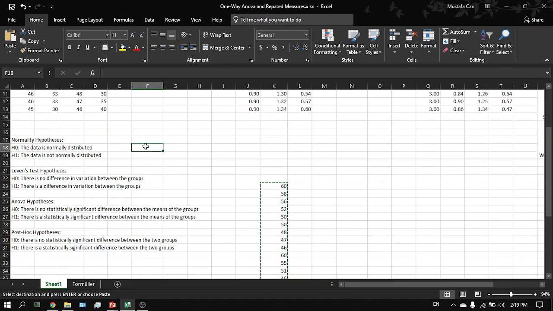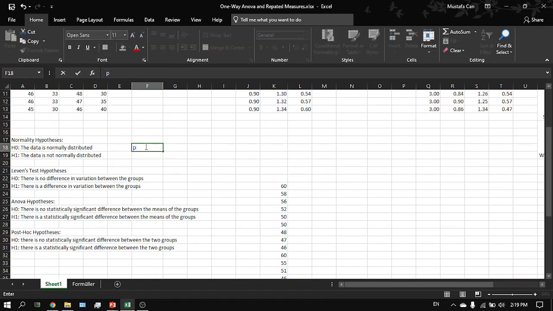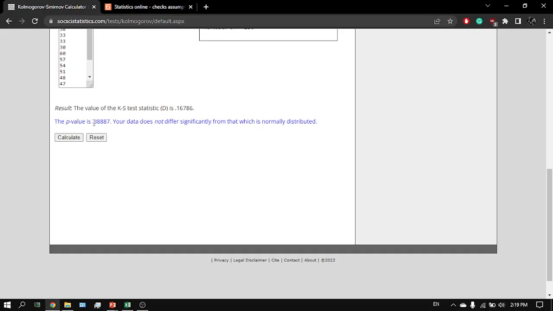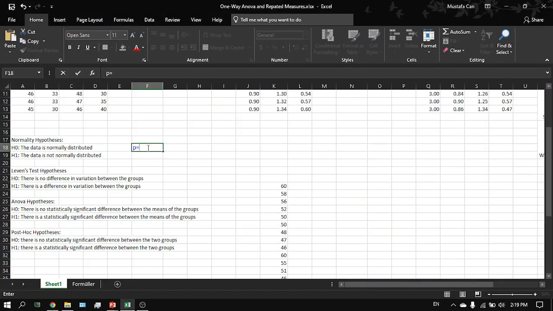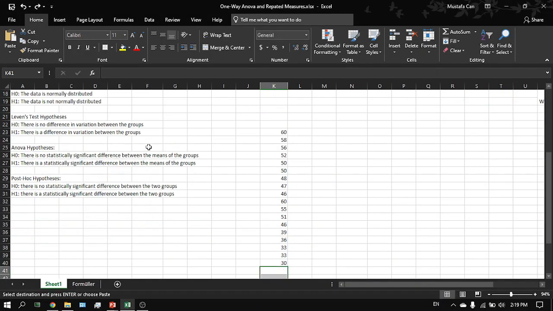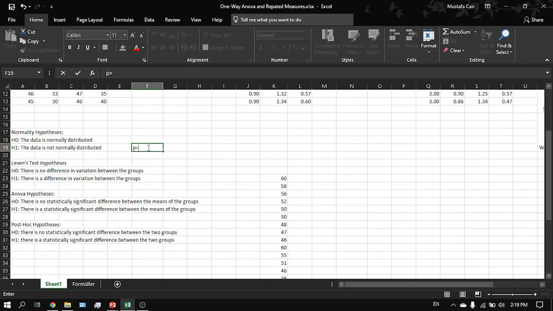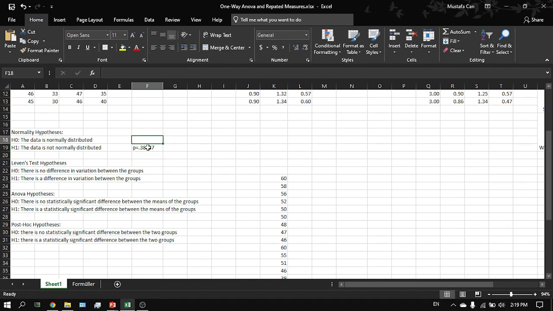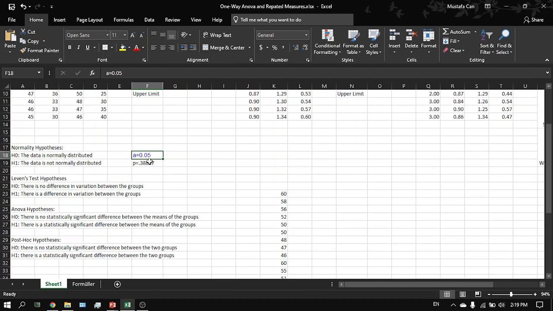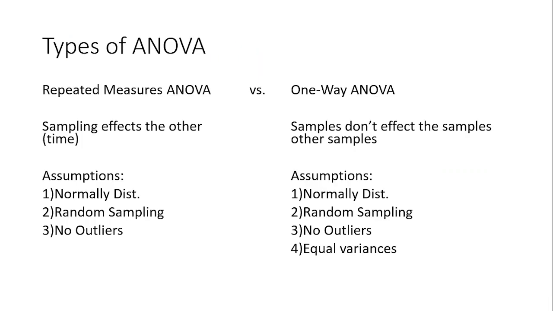How do I say that? I take my p-value, select my p-value here. And alpha, we know our alpha is 0.05. So if the p-value is bigger than 0.05, we accept the null hypothesis for the normality test. The data is normally distributed. So we have our first assumption.